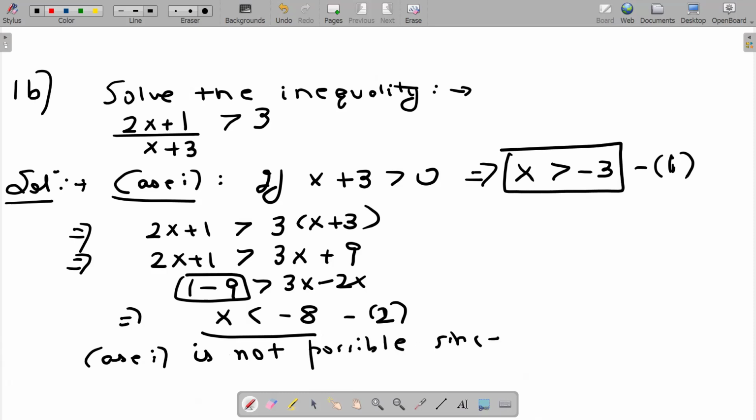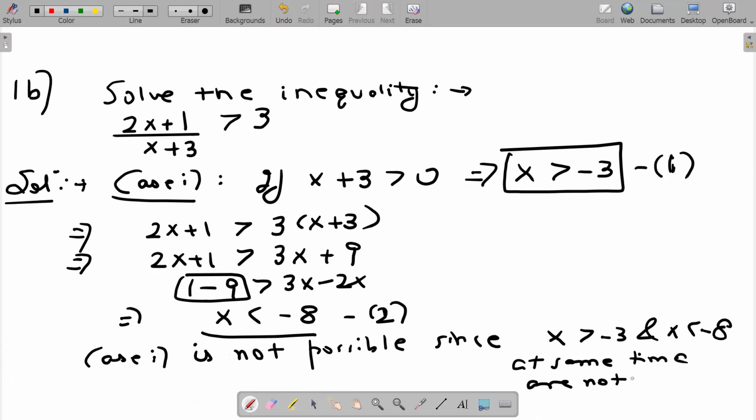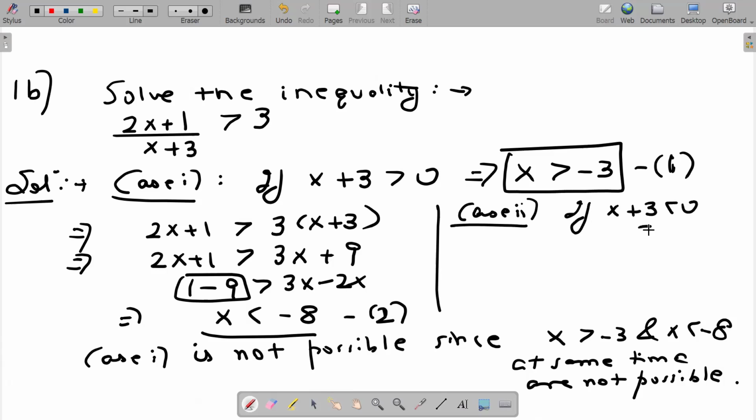Since x greater than minus 3 and x less than minus 8 at the same time are not possible. And then I can write case 2. Case 2 is that if x plus 3 is negative, which implies x is less than minus 3. Now, if I solve this inequality again, I get x less than minus 8.